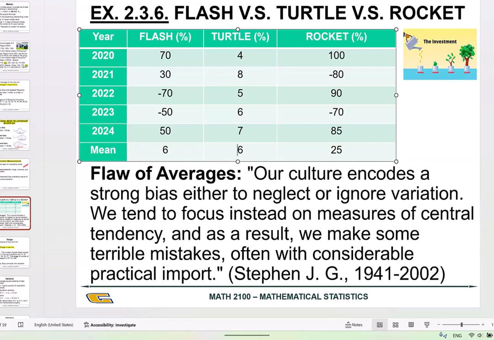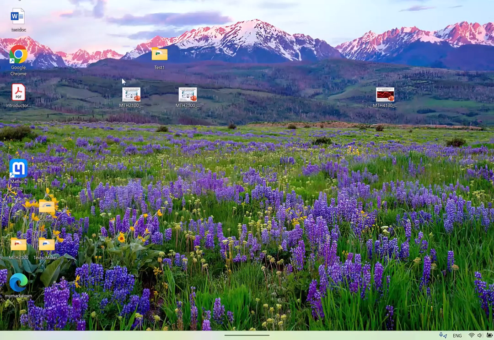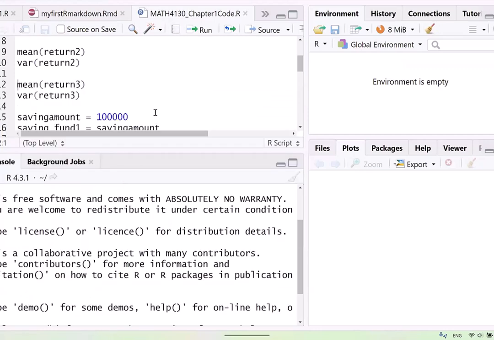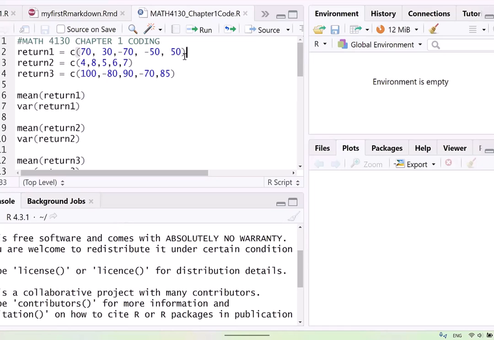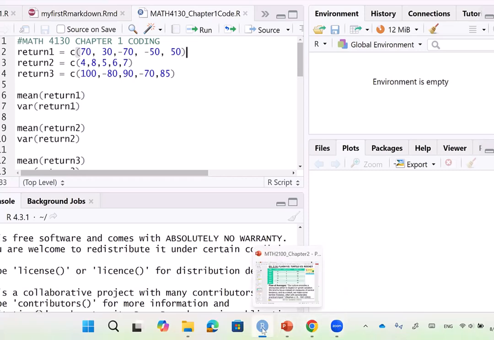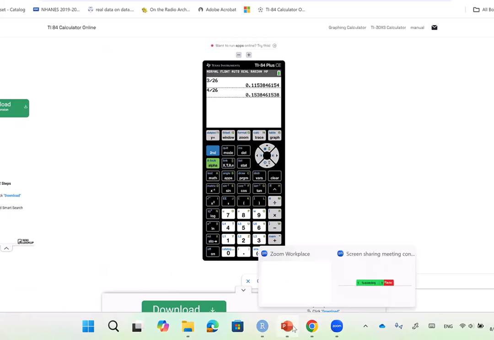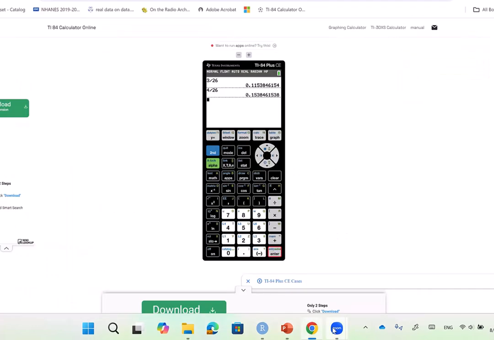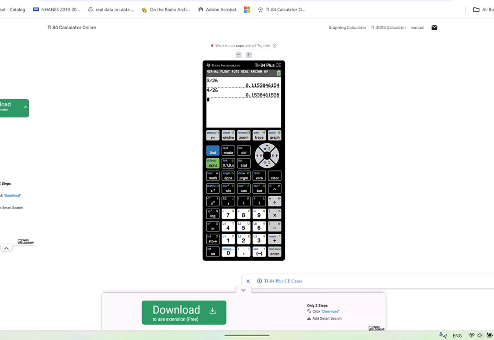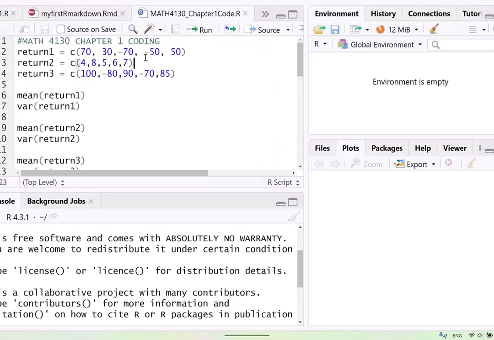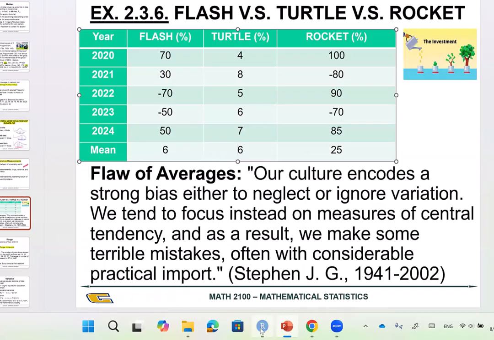So look at why. Let us look at this code, and we see what is happening. So here I prepared a code. For the returns, for the flash: 70, 30, negative 70, negative 50, and 50. Everything is the same here. And then we have returns for the turtle, 5, 6, 7, and then for the rocket, 100, negative 80, 90, negative 70 and 85. So everything is correct here. So let me show you.